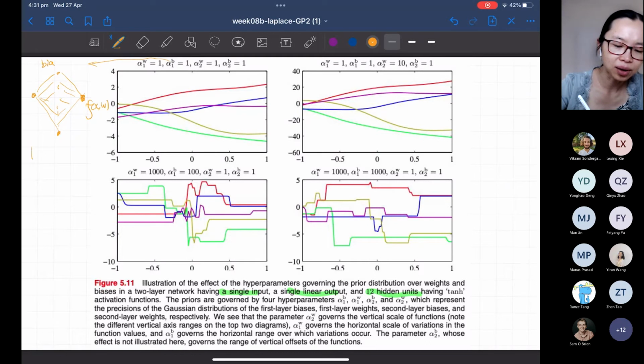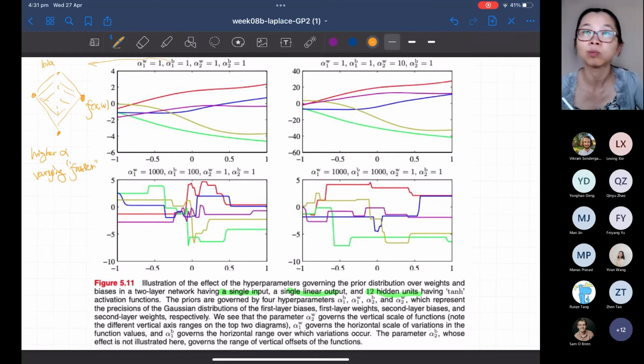So a higher alpha means the corresponding parameter varies faster, or the squared exponential decays faster. So alpha sub 1 superscript b is the prior inverse variance, inverse standard deviation, for the bias of the first layer, and this is the bias for the second layer, and the weights for the 12 hidden units share the scale parameters that are superscripted w.